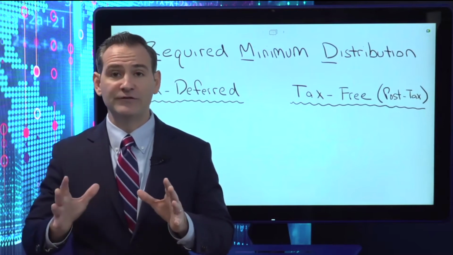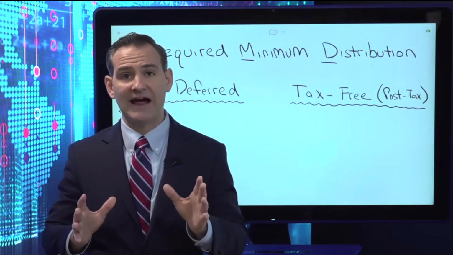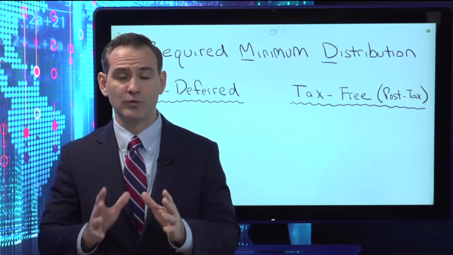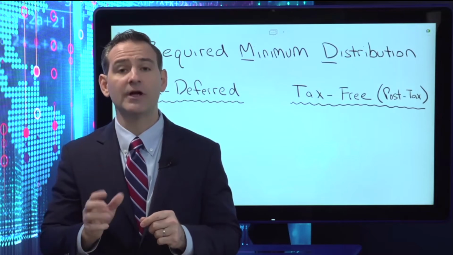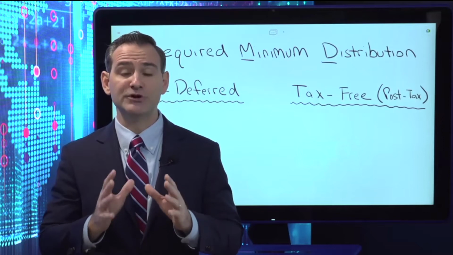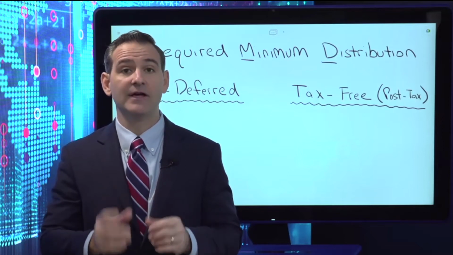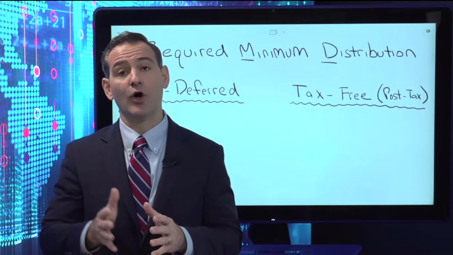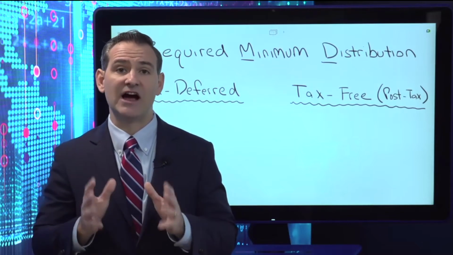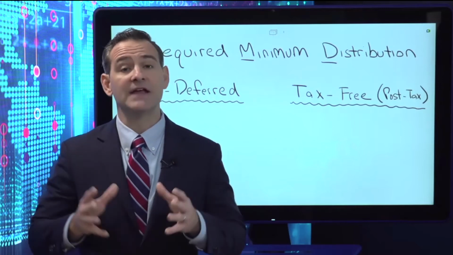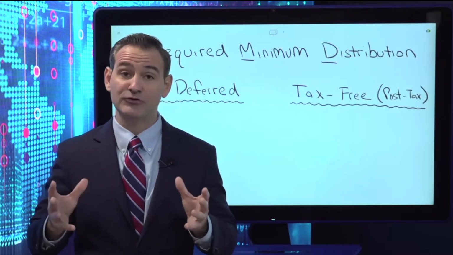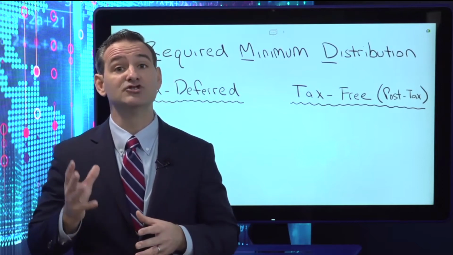Now, don't be confused by the age of 70 and a half. In January of 2020, January 1 of 2020, the law changed. Prior to January 1 of 2020, the required minimum distribution age was 70 and a half. January 1 of 2020, the law changed, and that age is now 72 years of age at the time of publishing this video. Now, that number could potentially change in the future, and life expectancy tables published by the IRS could potentially change in the future.